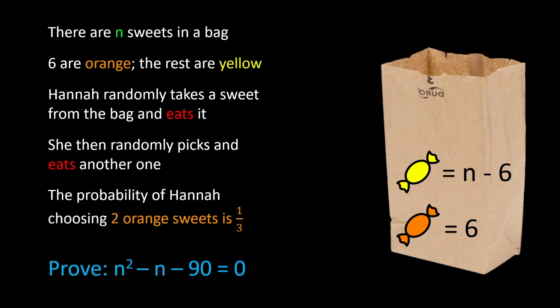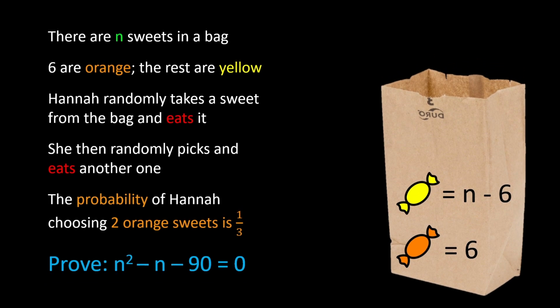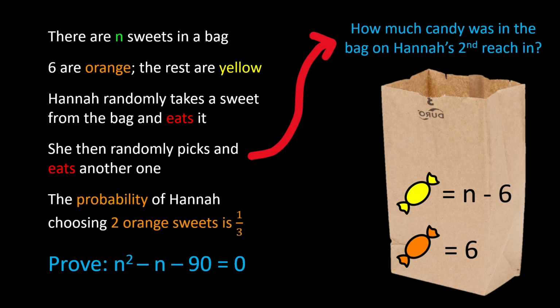Prove n squared minus n minus 90 equals 0. Fun fact, when people first saw this question, they thought the last line was a typo that made finding a solution impossible. Oh, also, because I think you can handle it, I'm going to ask this bonus question. What's the total amount of sweets in the bag on Hannah's second reach in? If you think you can solve it, pause the video and post your answer in the comments.